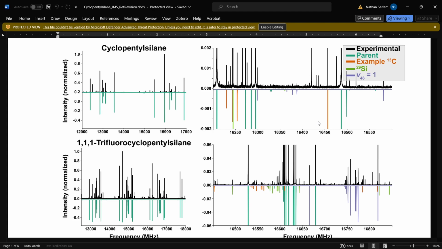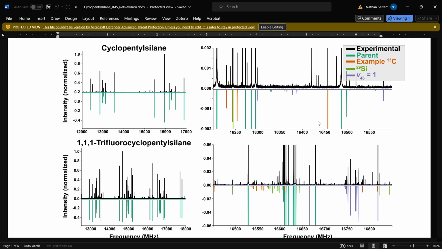Much more intense than they are for cyclopentylsilane. Okay? That was very interesting. I wanted to identify what this is because it's not an impurity. There are various reasons I can confirm that, but I'm 100% certain it's the same molecule. It's just some excited state. And what I want to do is identify the excited state.